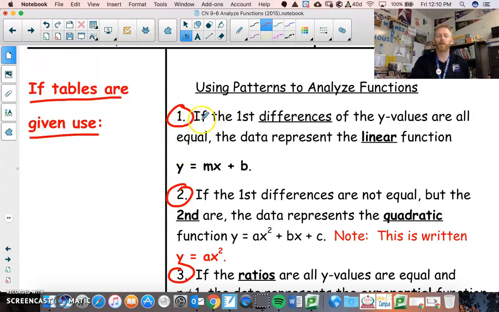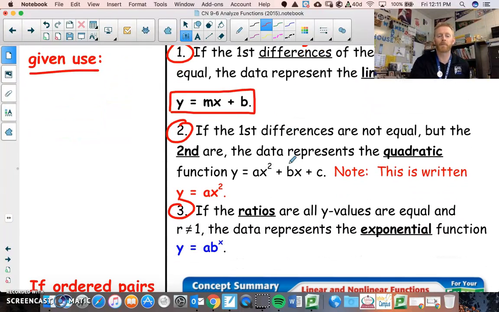Step 1 is to find out if the first differences of the y values are all equal. If this is true, that means that the data represents a linear function. Linear functions are written in that y equals mx plus b form. So if we find the first differences to be all the same, we've just found the slope. So our first differences are also equal to our slope. And that's an important thing for us to be able to plug in and figure out what b is.